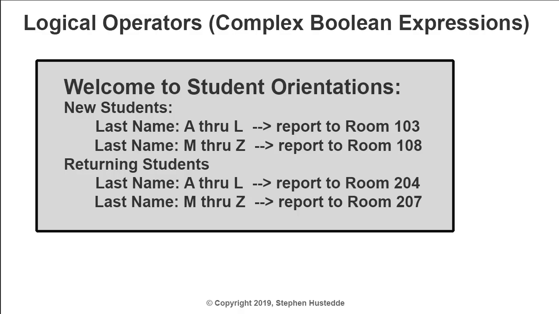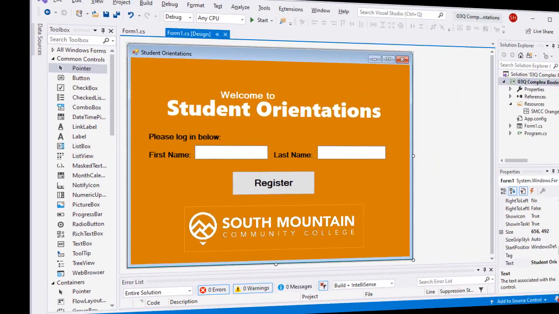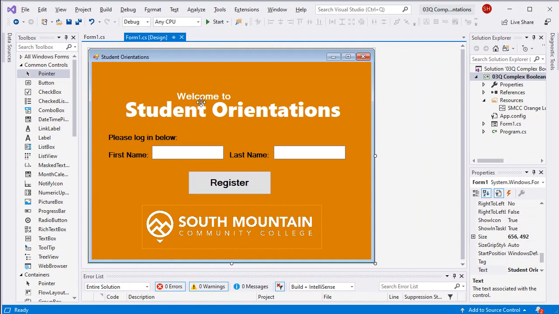Well, instead of this sign, we're going to have a little kiosk that they're going to register at. And here is our example. So in Visual Studio, I've created a form. We're going to ask them to enter their first name, last name, and click the register button. Let me just run this so you can see this work, and then we'll look at the code.